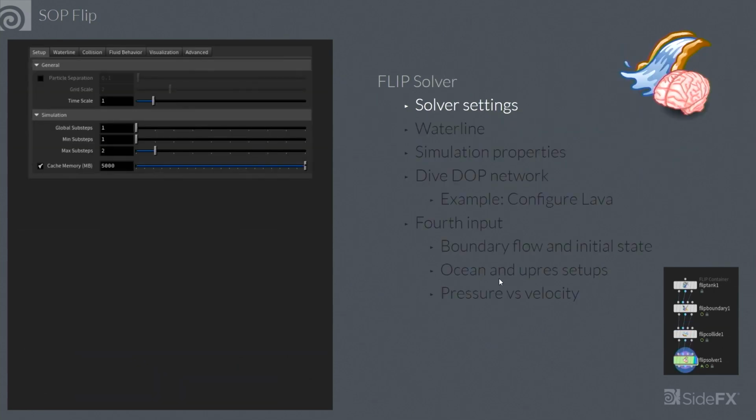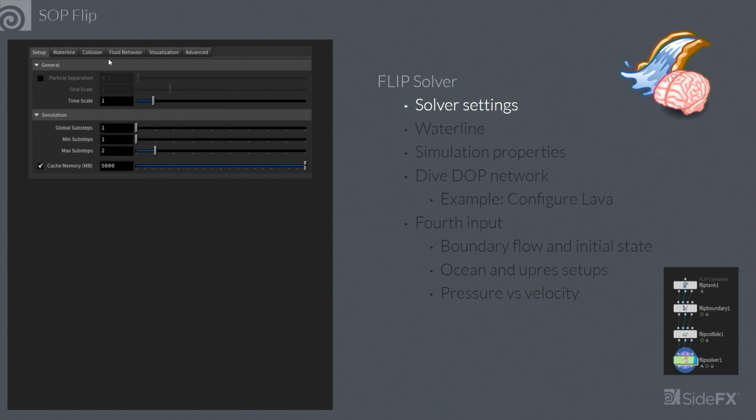Right, and the last node is the flip solver, which just runs the simulation itself. And yeah, you get standard solver settings. You can set substeps, cache, and you can also override the simulation resolution. But the primary place where you want to set up the resolution of the sim is the container.